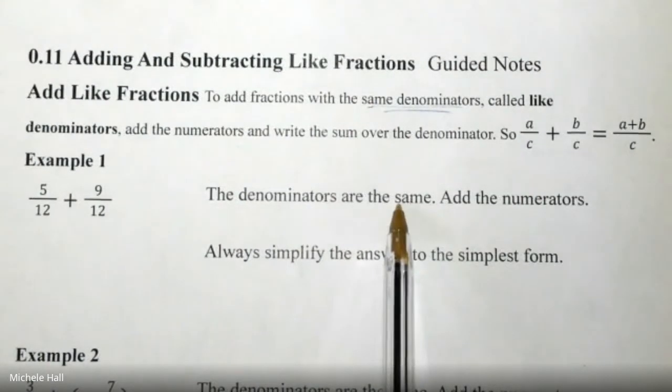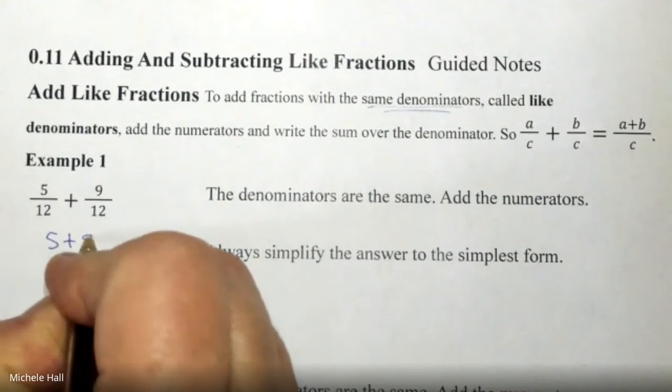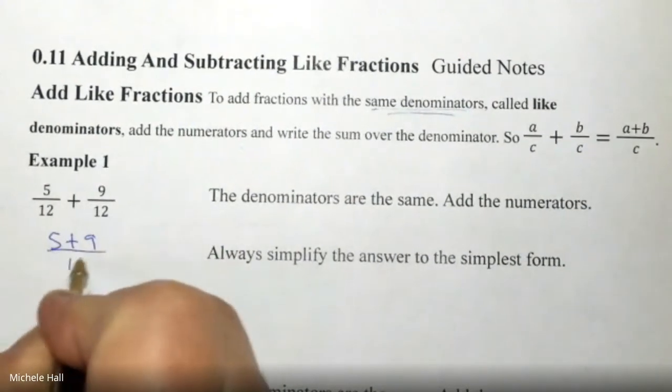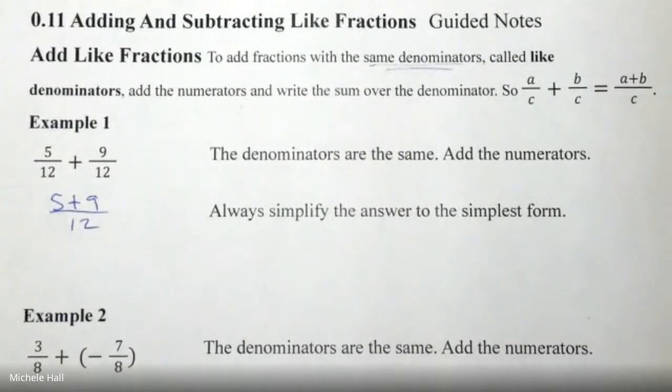The denominators are the same. We're going to add the numerators. So what we're doing is 5 plus 9. There's the numerator, and we're putting it over 12. Again, these are your notes, so you want to make sure that you copy down that step. That way when you look back and ask me for help on your homework, we'll look at this.